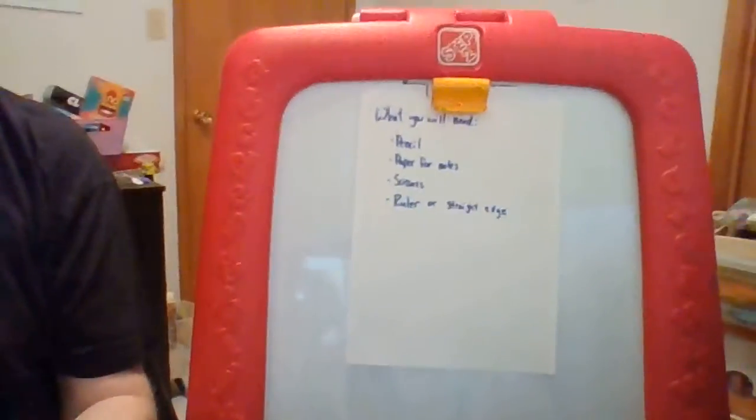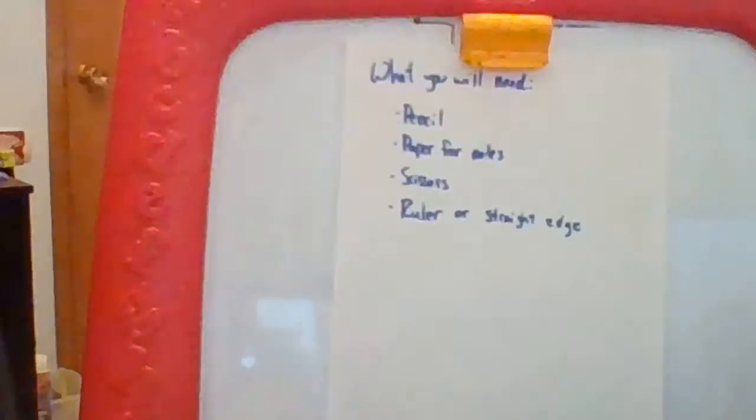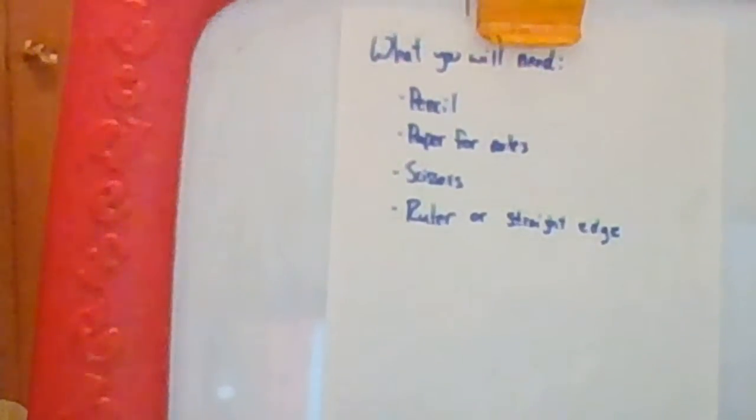Before we get started, I'd like to give you a list of the things that you're going to need for today's lesson. So I'm going to turn your attention over to my board and zoom in a little bit. You can pause on this screen for a moment and collect these things before we get started. You need a pencil, some paper for notes, some scissors, and something to be able to draw a straight line, like a ruler or a straight edge of some sort. Okay?